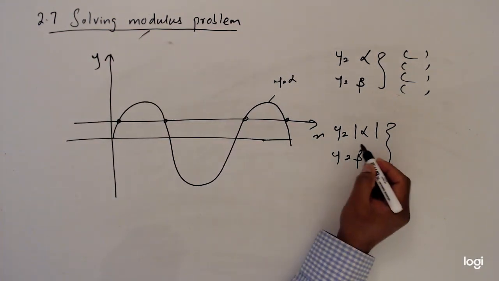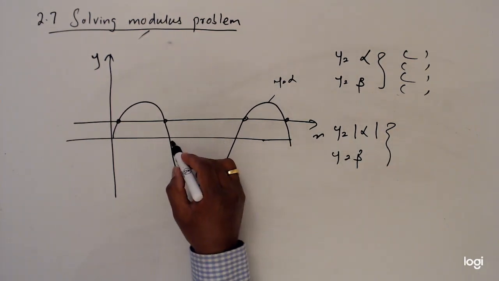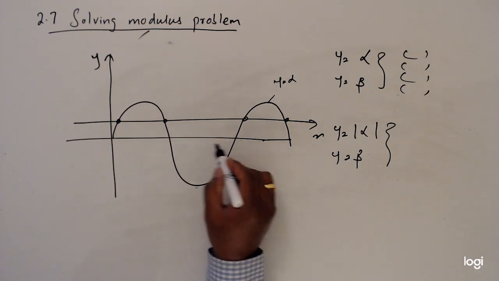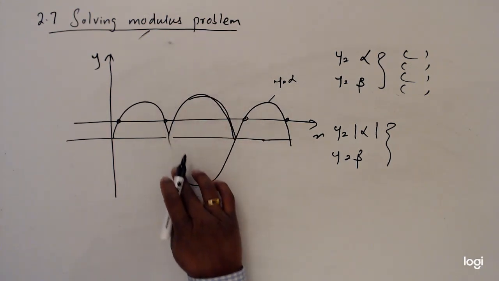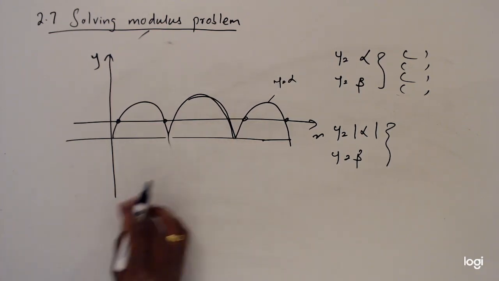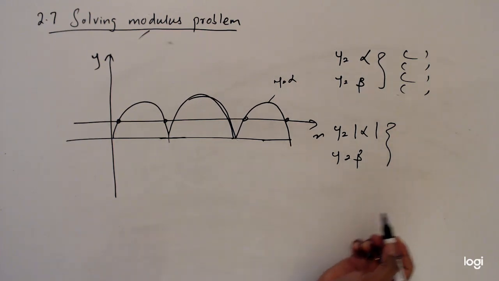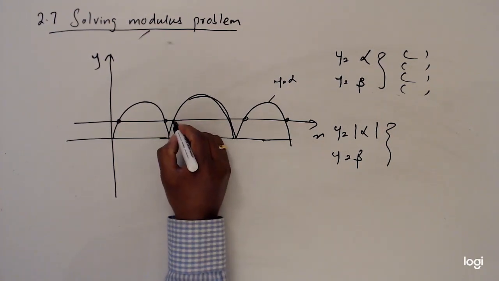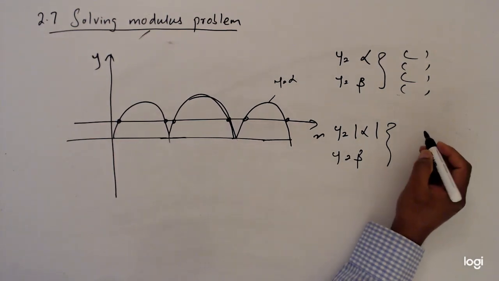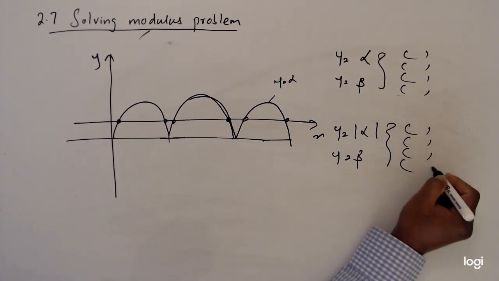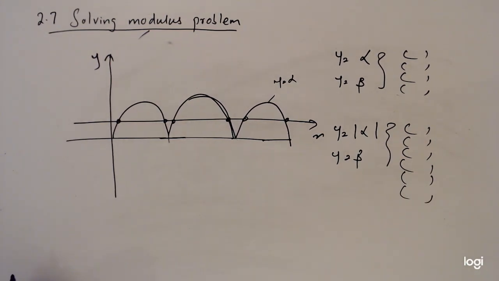Now when it becomes y equal mod alpha, what will happen? The mirror reflection of this part. So it's going to be like this. And now, how many points will we expect? 1, 2, 3, 4, 5, 6. Six answers we are expecting.